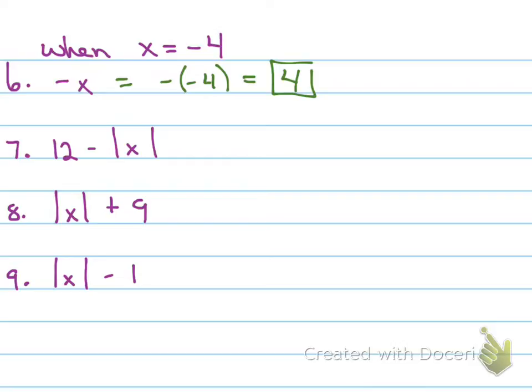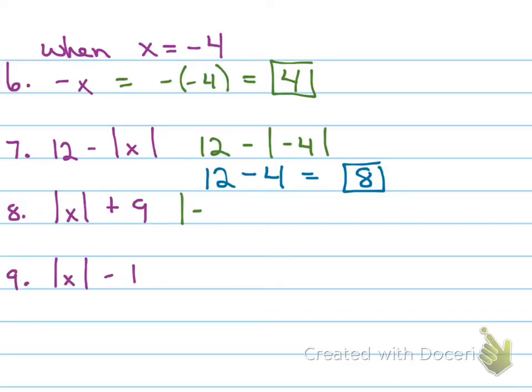Then on number 7, we have 12 minus the absolute value of -4. That is not a double negative. You've got to now take the absolute value of 4, and that makes it 12 minus 4, which is 8. Now in the third one, again, the absolute value of -4 plus 9. That makes it 4 plus 9, which is 13.